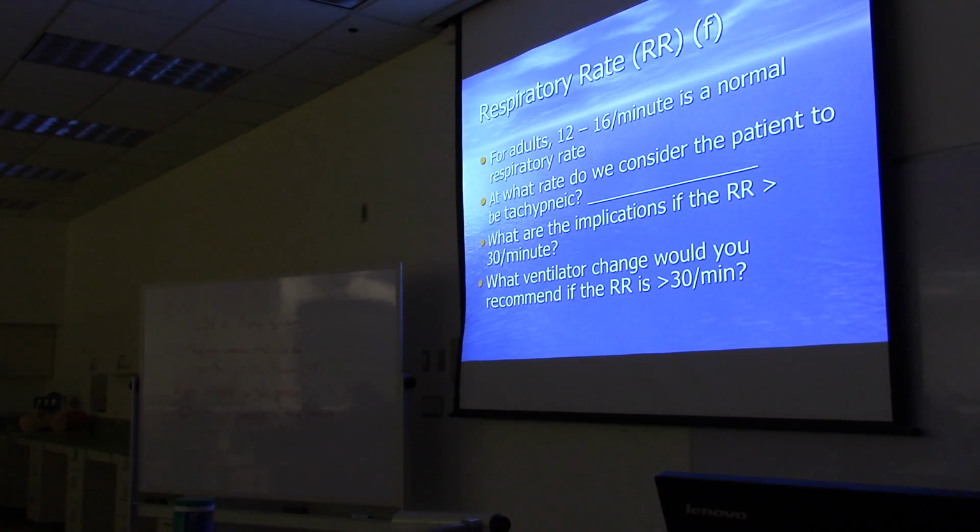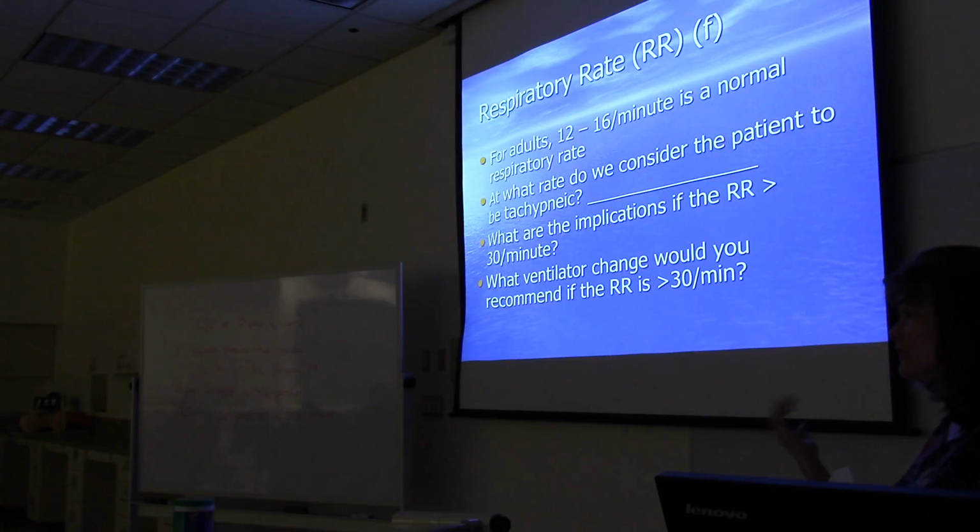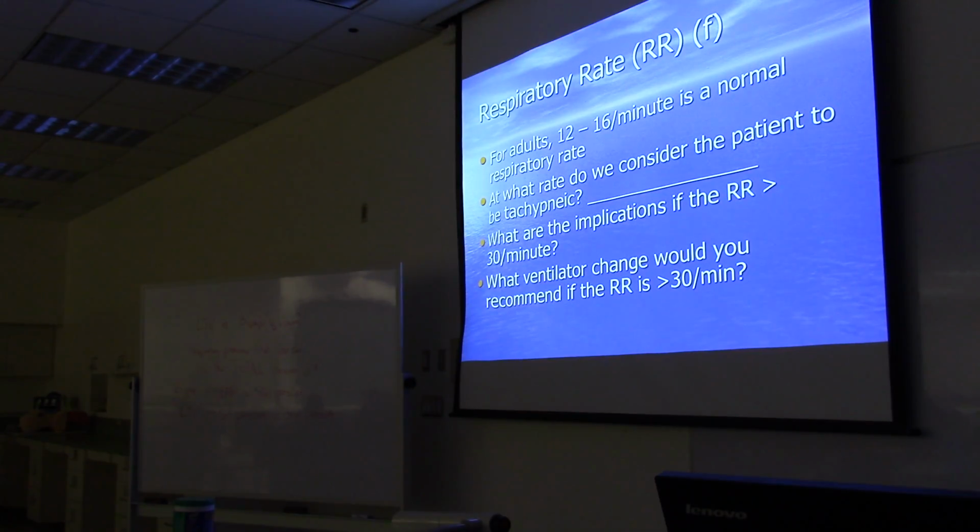Okay, respiratory rate, it's RR typically, unless you're working with the 840 ventilator. They call the respiratory rate the F, or the frequency. For adults, 12 to 16 breaths per minute is a normal respiratory rate. At what rate do we consider the patient to be tachypneic? Greater than 20 breaths per minute? Greater than 20? Okay.